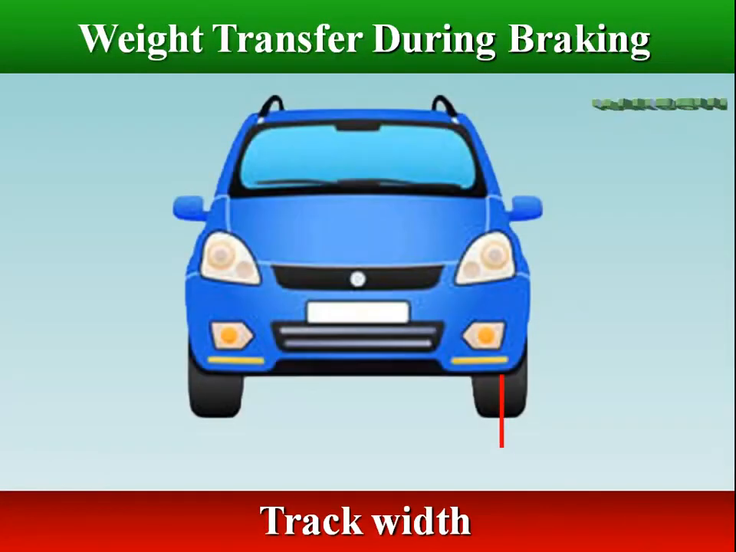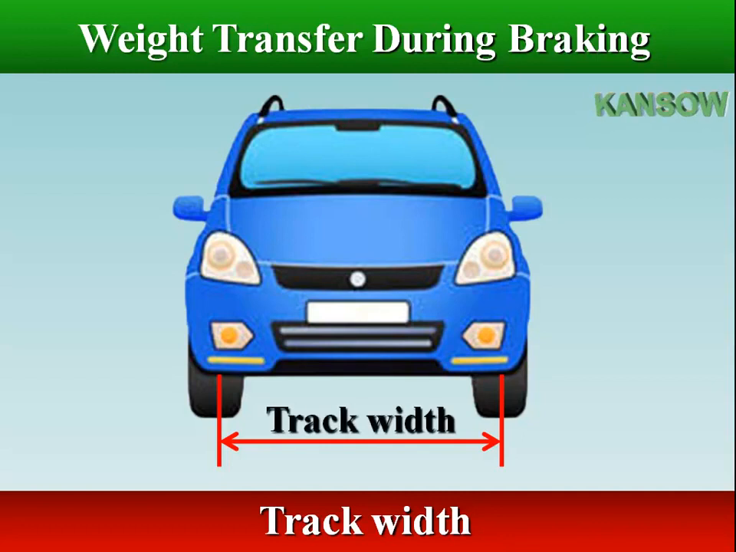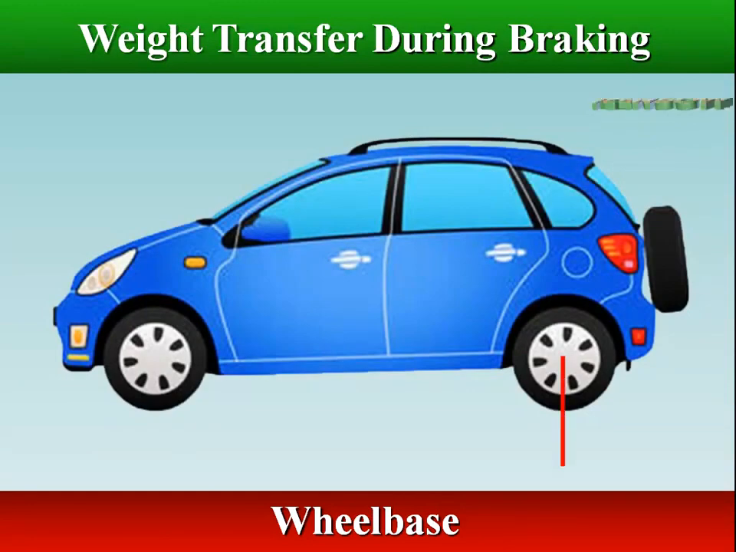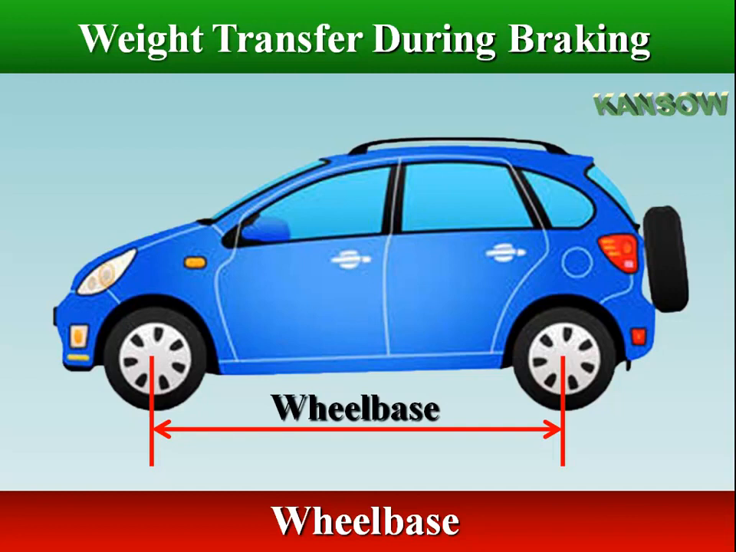Track width is the measurement between the center lines of the tires when viewed from the front or rear of the vehicle. The track width is important because it determines how much weight is transferred by the mass of the car in cornering. Wheelbase is a measurement of the distance between the centers of the front and rear wheels when viewed from the side. The wheelbase is important because it determines the weight transferred by the mass of the car in acceleration and braking, as well as the yaw characteristics in turning.